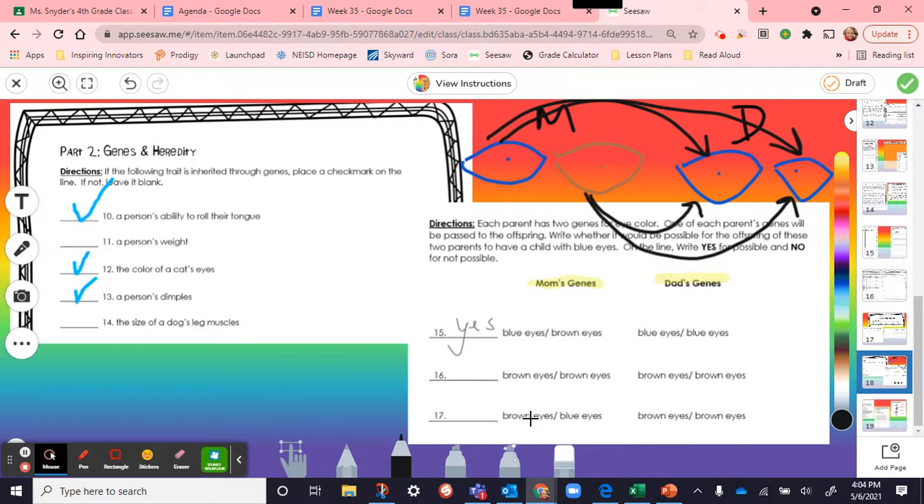Then on this next one, mom has brown and blue, and dad has brown and brown. Is there any chance for this child? Remember, one is coming from mom, one is coming from dad. If a brown shows up at all, brown eyes it is. Brown is dominant. Okay, so remember when I talked about my 2 dogs and one is a lot more dominant than the other, that one kind of takes charge. Same thing, brown takes charge.